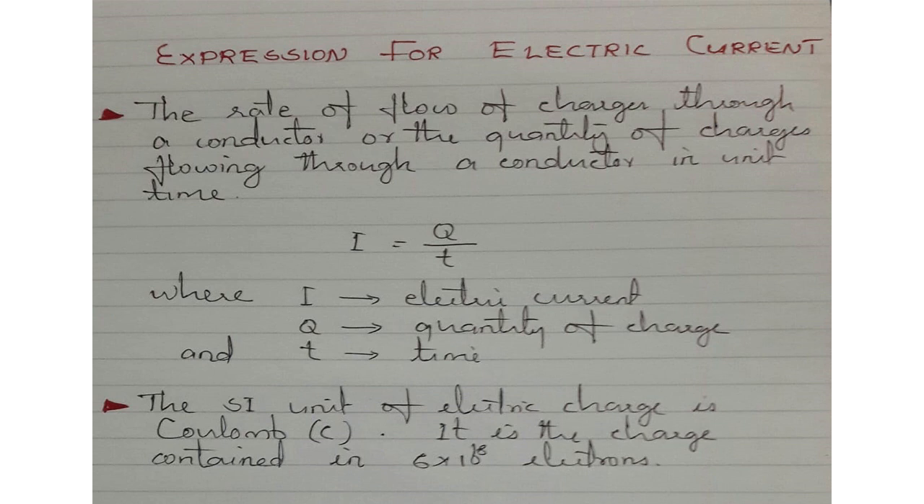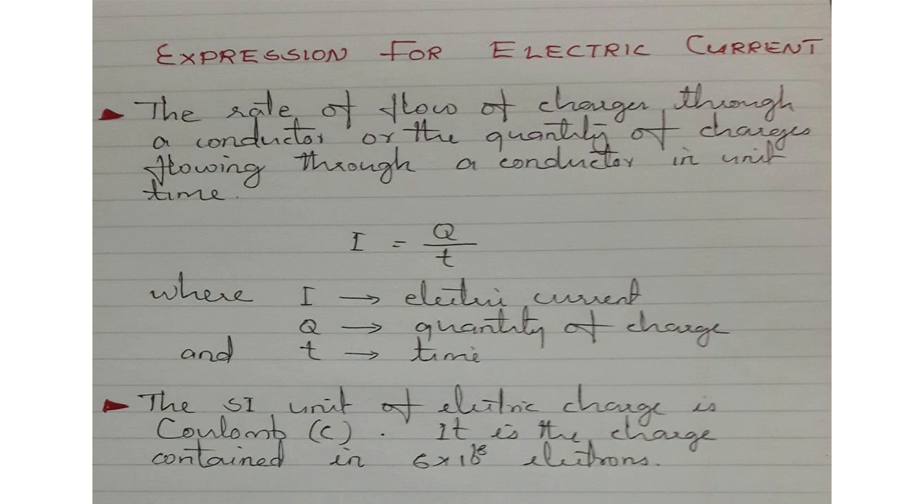And also we studied that the SI unit of electric charge is the coulomb, and it is the charge contained in 6 × 10^18 electrons, the number of electrons in 1 coulomb of charge. As we already studied, the number of charges in 1 coulomb is 6 × 10^18 electrons.